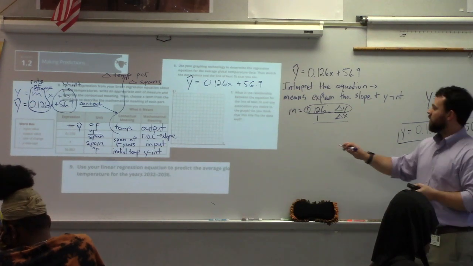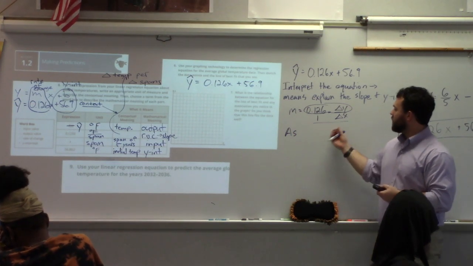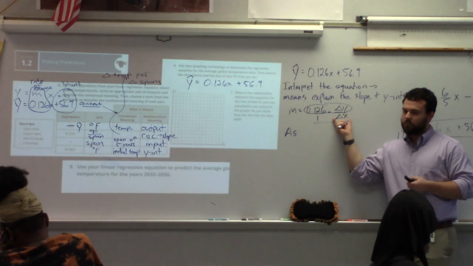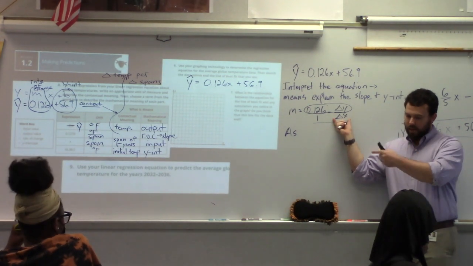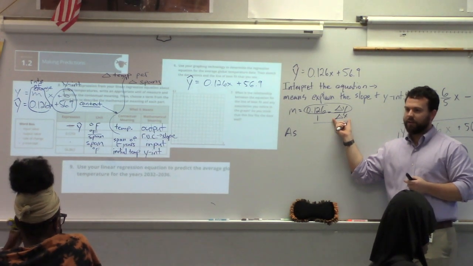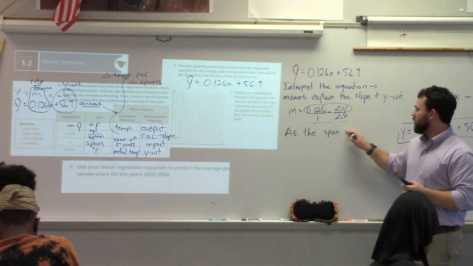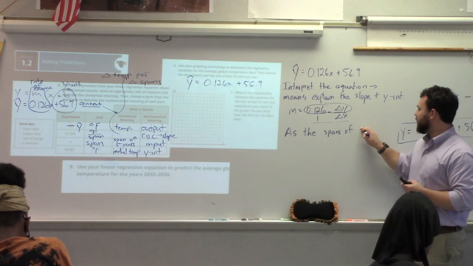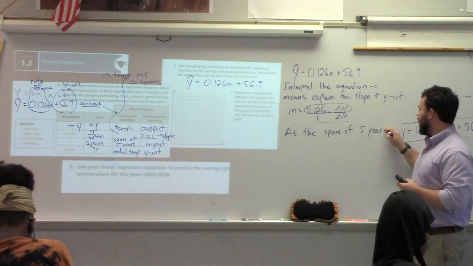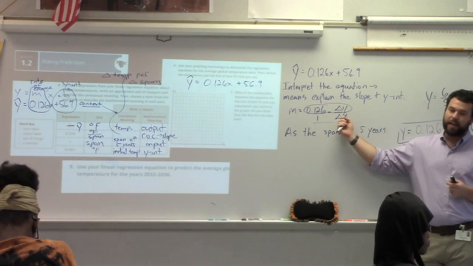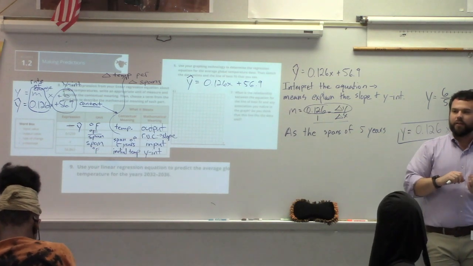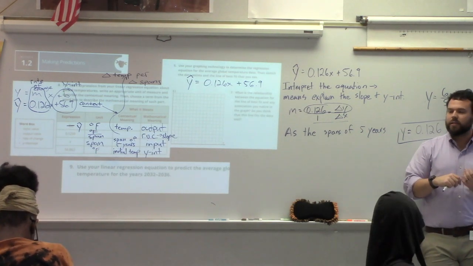Independent. So as, what is x again? It's the independent. Yes, but in the context, the span of years. So as the span or spans of 5 years, and we need an increase, or we need a change. Is that change increasing, decreasing?